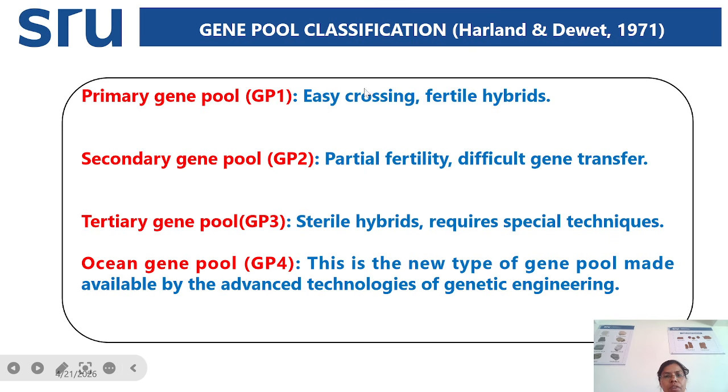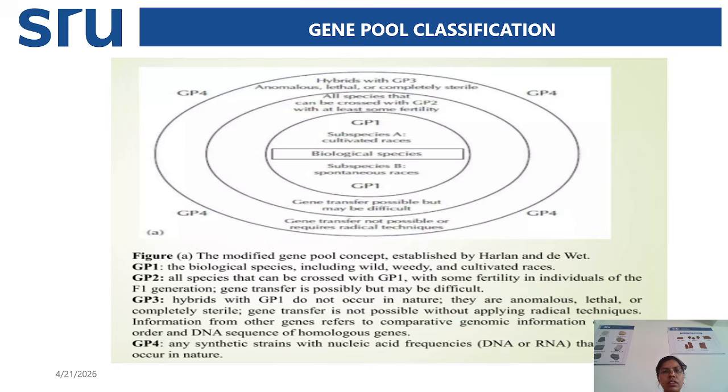Here we can produce the fertile hybrids, and next is the secondary gene pool. Here we'll produce the partial fertile hybrids while crossing with the primary gene pool, whereas in the tertiary gene pool we'll get the completely sterile hybrids when crossing with the primary gene pool. And next is the ocean gene pool. This is a newly added gene pool which will be available by using advanced genetic engineering technologies. So these are the four gene pools we can observe.